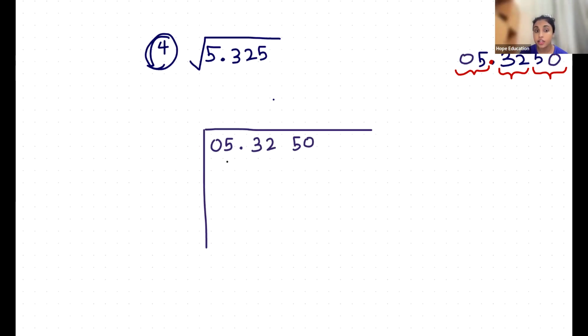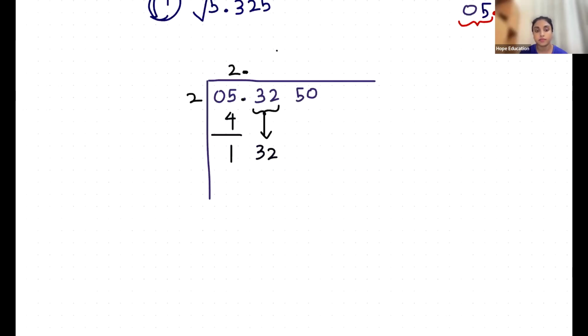How is 4 made? 2 times 2. 2 times 2 is 4. 5 minus 4 is 1 remaining. Then I bring this pair down. Here there is already a decimal point, so I will keep the decimal point here. And I will move this 32 down. So now I have 132 here.